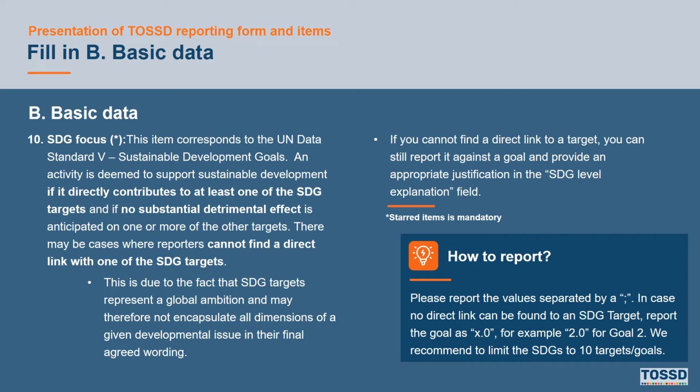How to report concretely on the SDG focus field. Please report the values separated by a semicolon. In case no direct link can be found to an SDG target, report the goal as X.0, for example 2.0 for goal 2, and we recommend to limit the SDGs to 10 targets or goals.